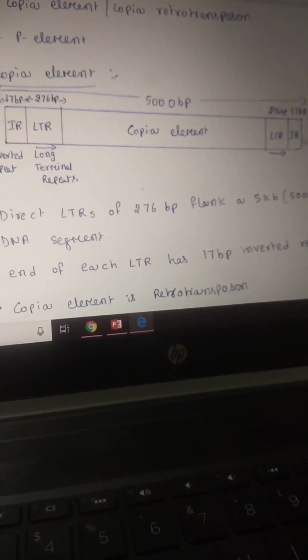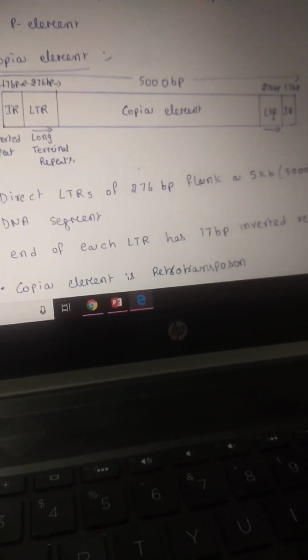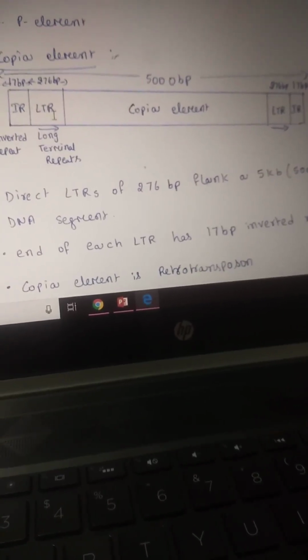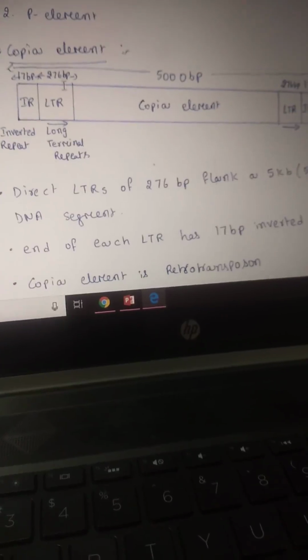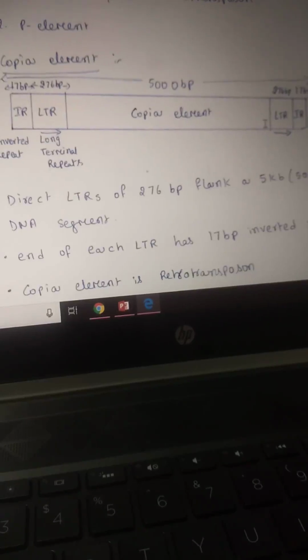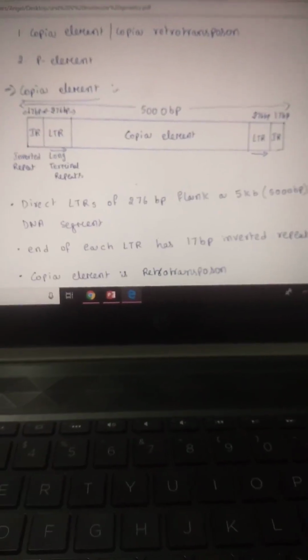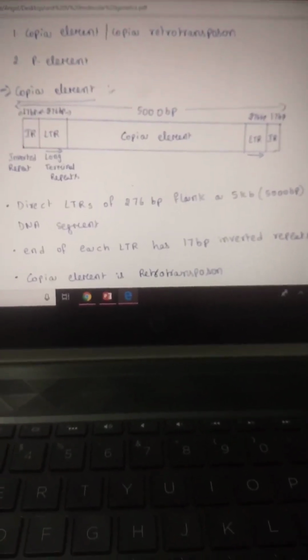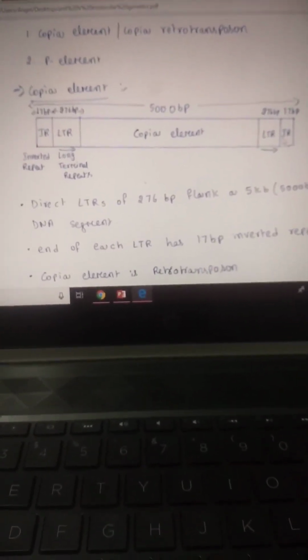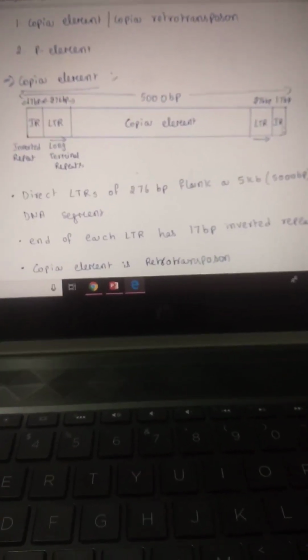The P element contains IR at both the ends and it is also flanked with LTRs. IR is 17 base pairs, and LTR is long terminal repeats. The copia element has an additional sequence of LTR. The copia element is flanked at both the ends by LTR, long terminal repeats, and then it has the IR sequence. The total number of base pairs in the copia element is 5000 base pairs, LTR is 276 base pairs, and IR is 17 base pairs.